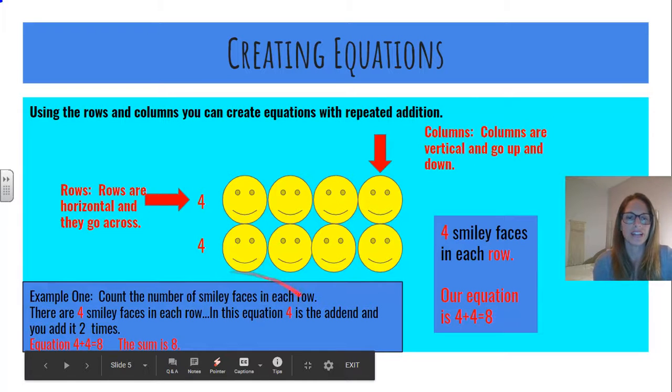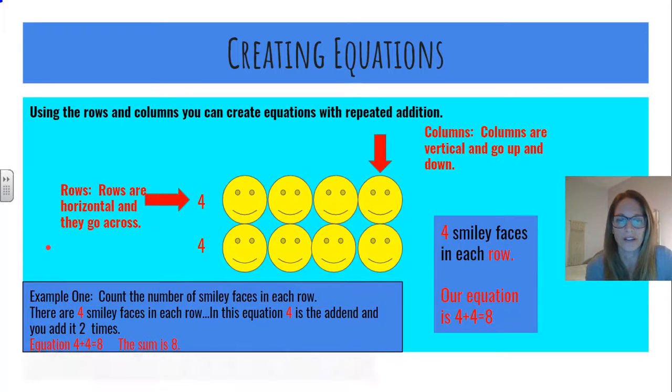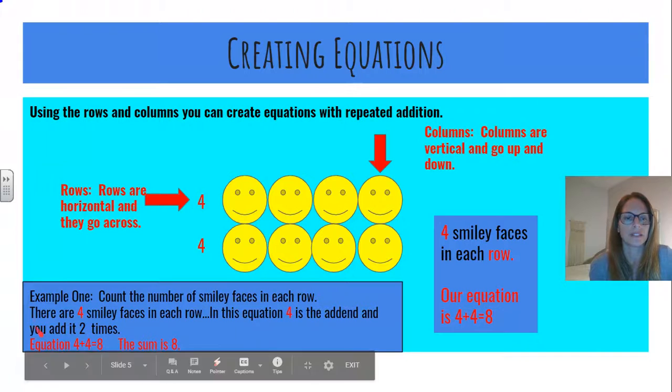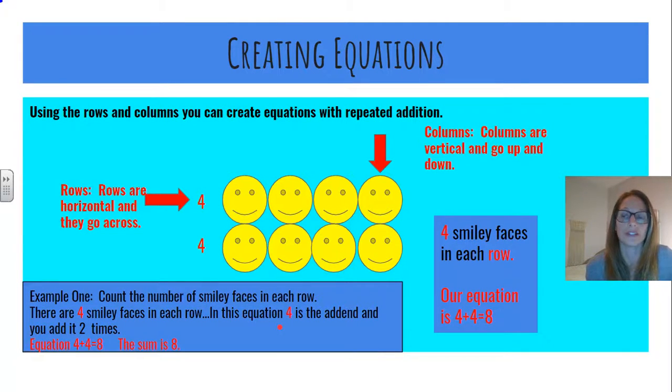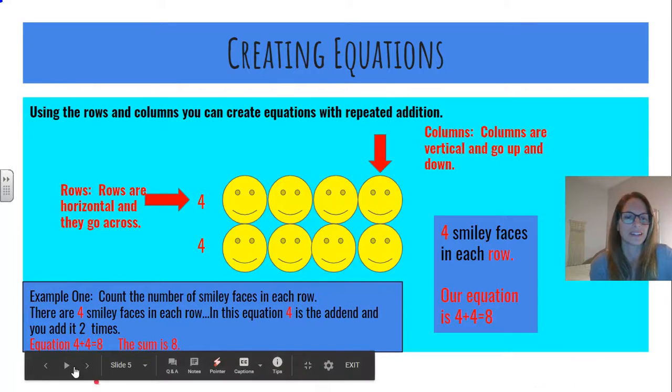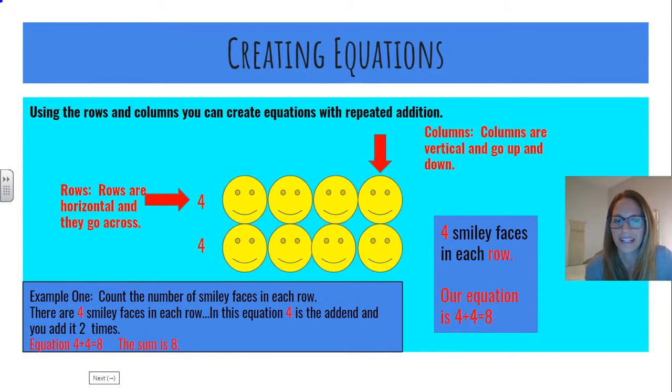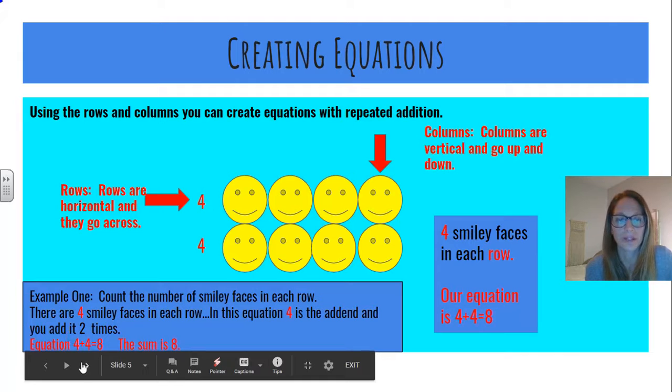Over here, I just have the example written out for you for reference. And then I also put in this equation, 4 is the add-in, which is the number that you add together, and you add it 2 times, and your sum is 8. Now, did you know that you can create another addition sentence or equation with this particular array? Let's find out what that is.